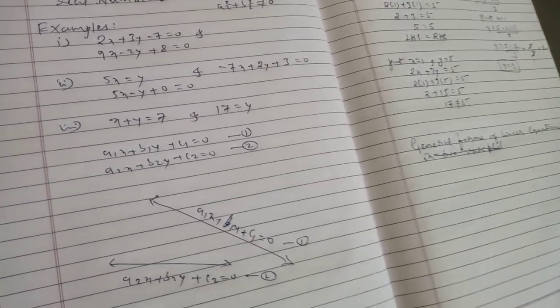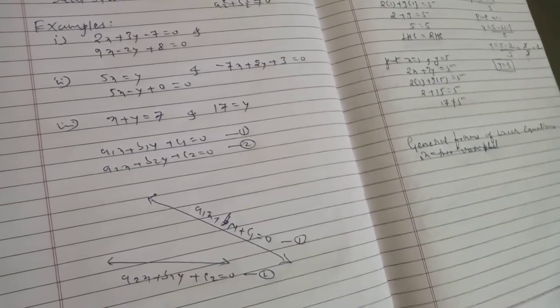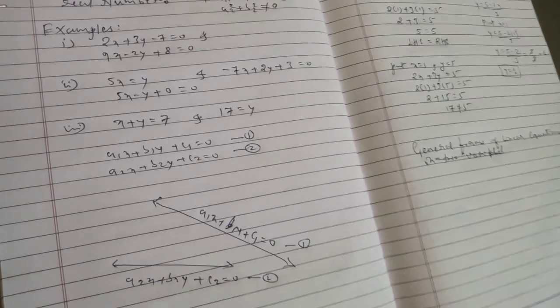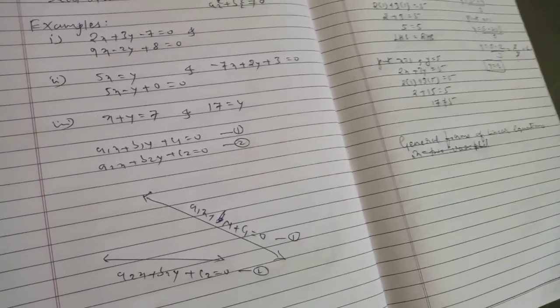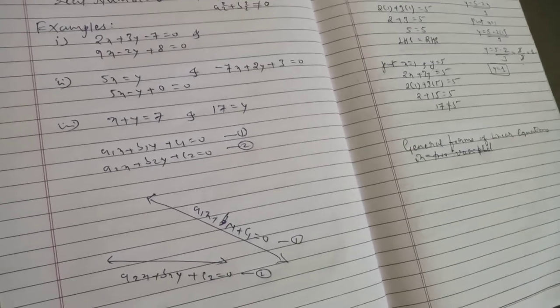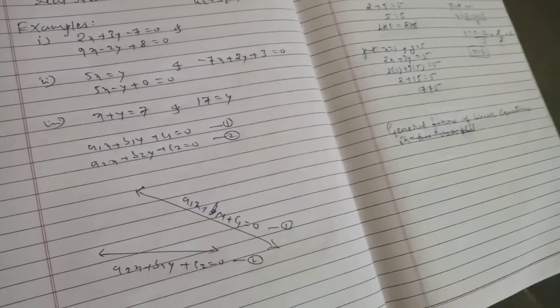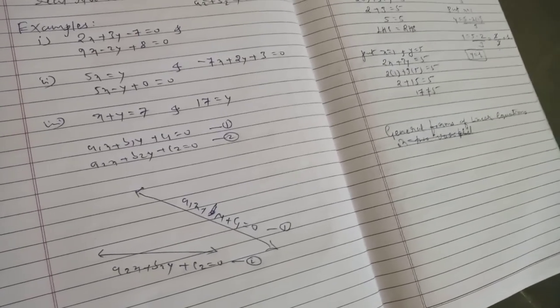One is about intersecting lines, and one is about parallel lines. Coincident lines, I think, are not given, but that type of equations also comes. In the next class I will discuss these examples, and then the 3.1 exercise also.